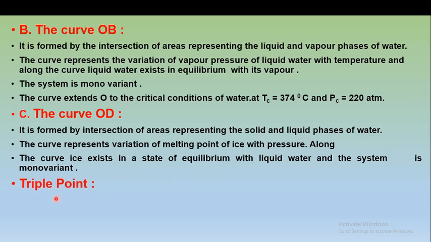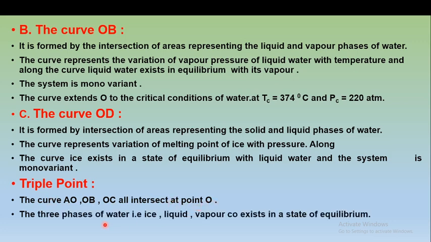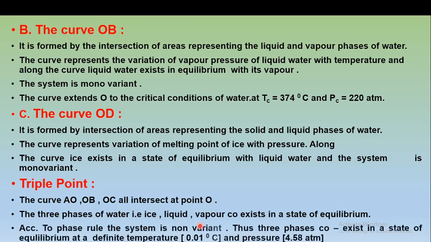Next is triple point. So what is a triple point? A triple point is where the curves AO, OB, OC all intersect at a point O. It is called the triple point, and the three phases of water, that is ice, liquid water and water vapor, coexist in a state of equilibrium. According to the phase rule, the system is non-variant, means neither pressure nor temperature is required to define the system, and the three phases coexist in equilibrium at a definite temperature, that is 0.01 degrees Celsius, and the pressure corresponding to the triple point, that is 4.58 atmosphere.